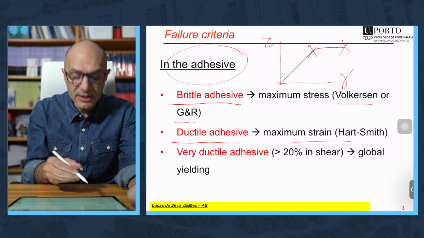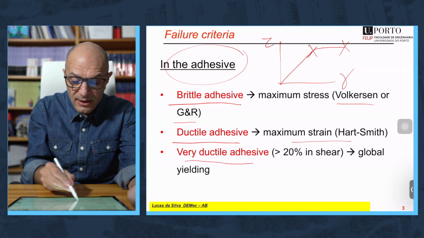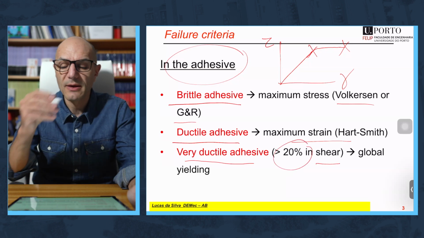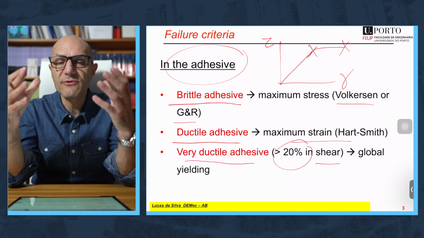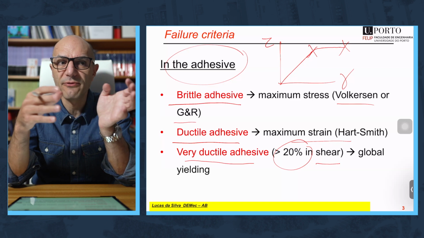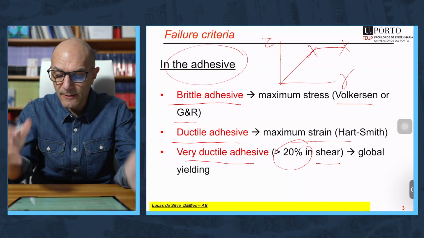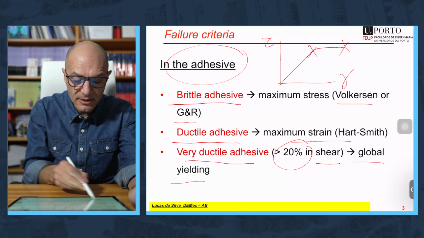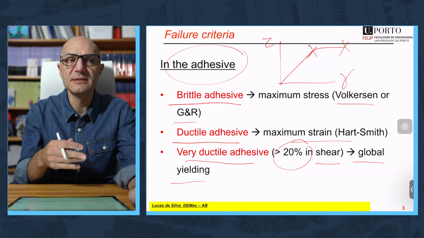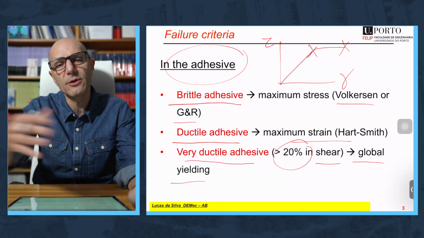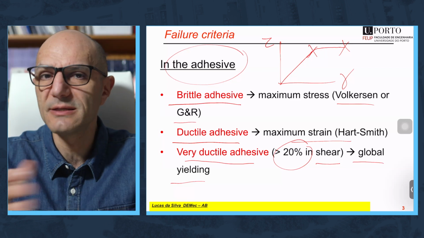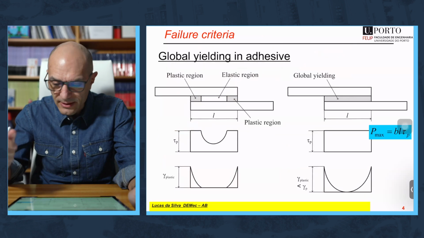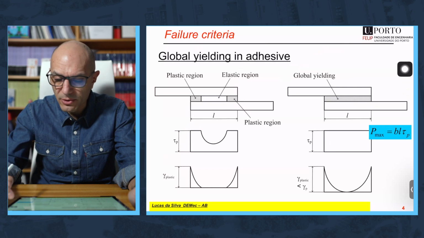And then you have the cases of the very ductile adhesives, typically more than 20% in shear. In this case, you don't have to worry about a fancy analytical model. The adhesive will fail simply because you reach global yielding. That means the adhesive has yielded all the way through the overlap. And in that case, it's a very, very simple equation to use. And that's precisely what is shown in this slide.